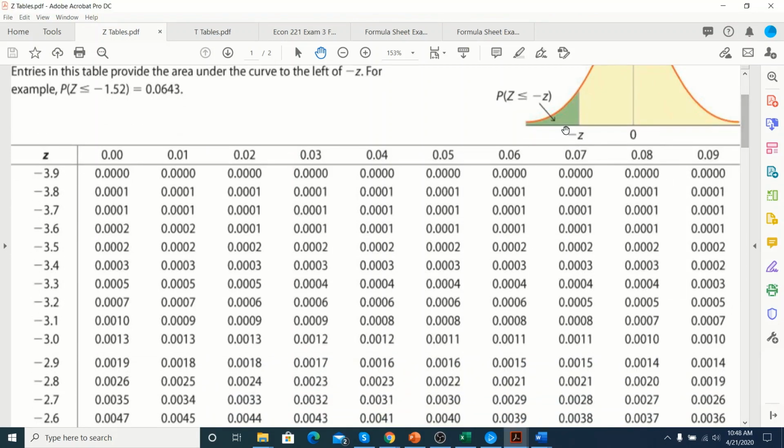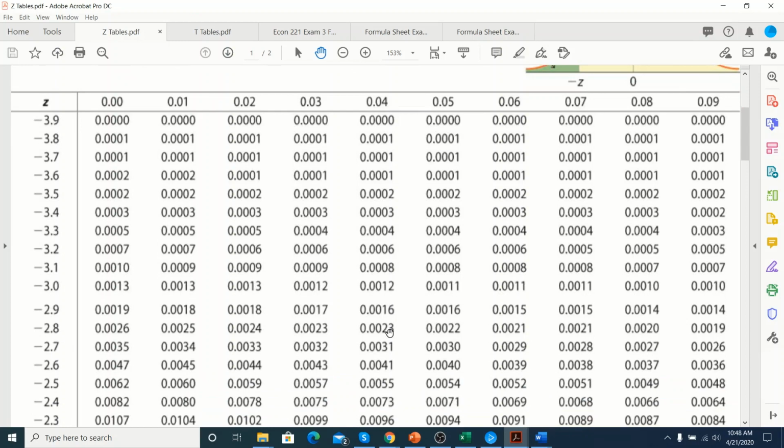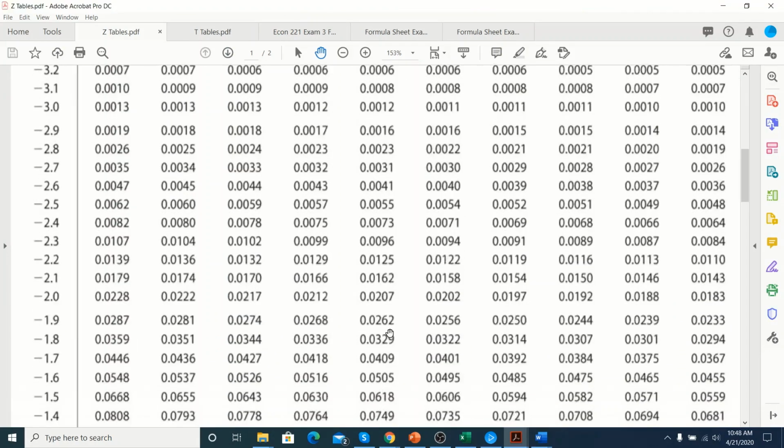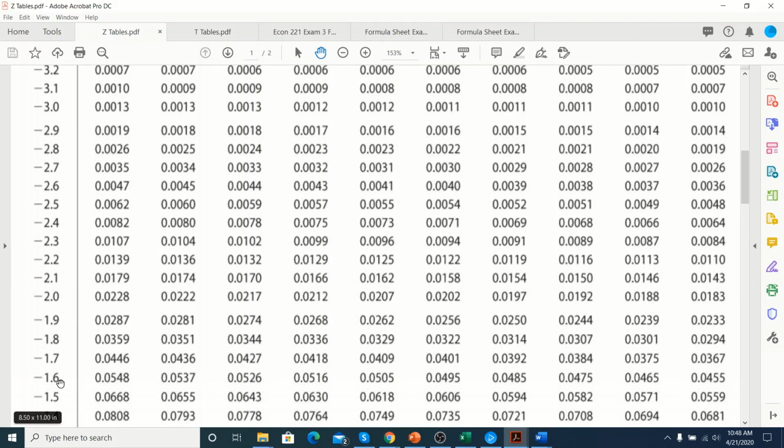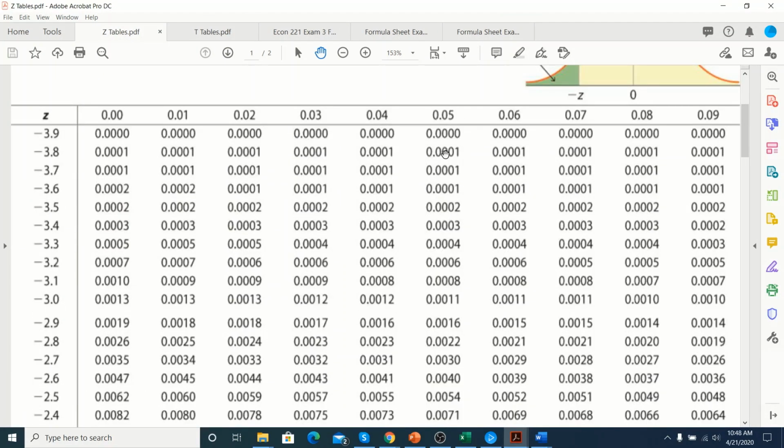So I want to find what z-value gives me that 0.05. So I know the probability, so I'm looking for 0.05. What's as close as I can get? Looks like it's in between these two, negative 1.64 and 1.65. So I can use the higher of the two, so negative 1.65.